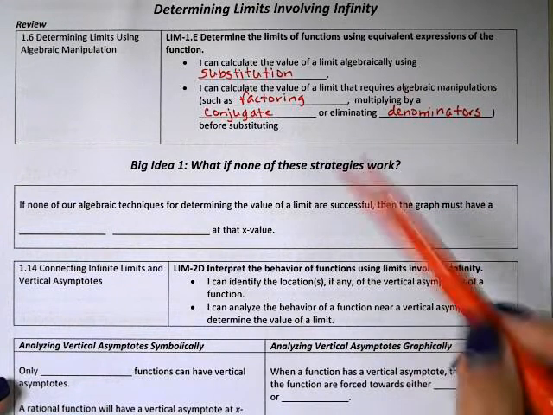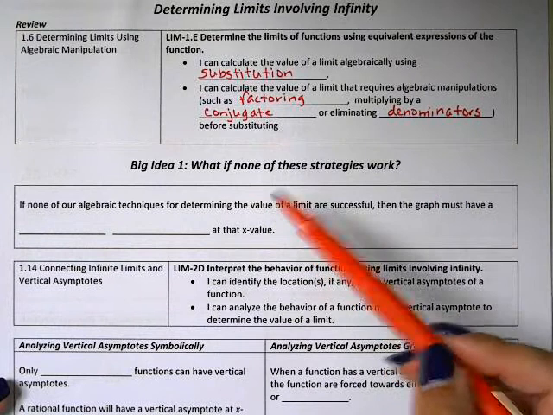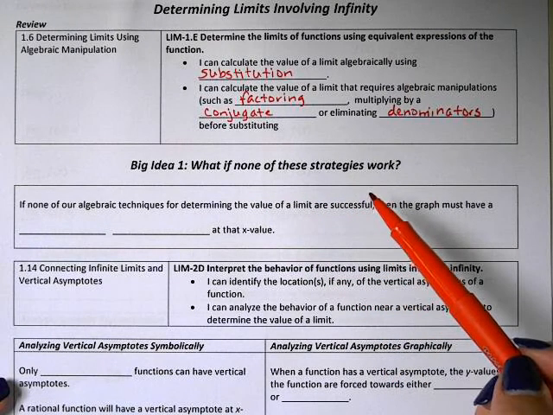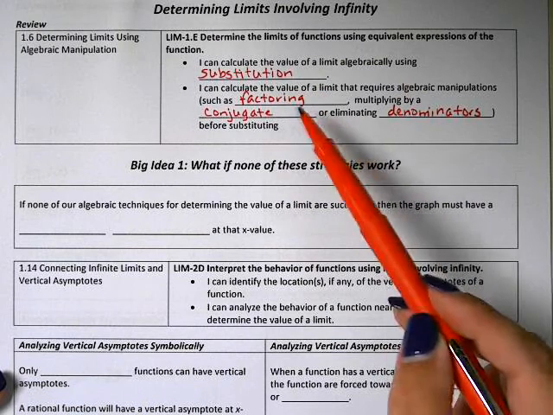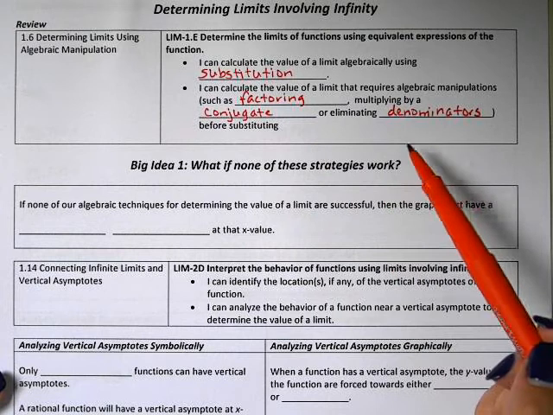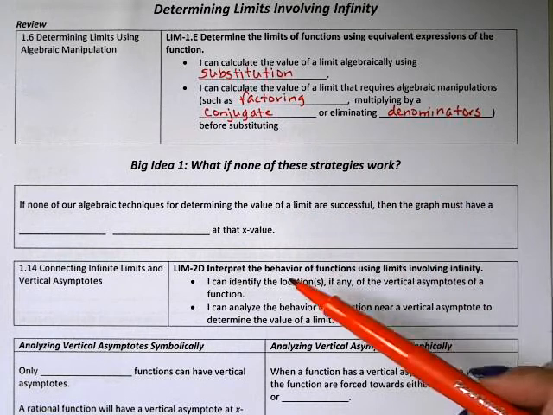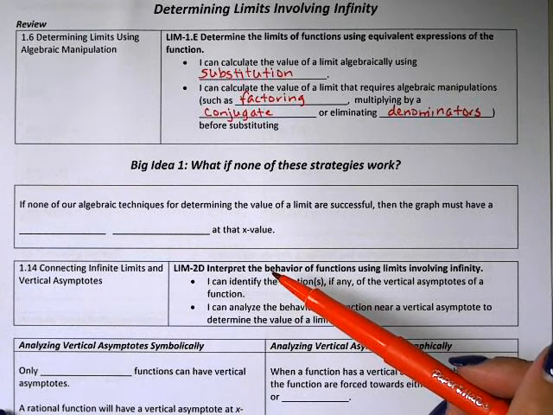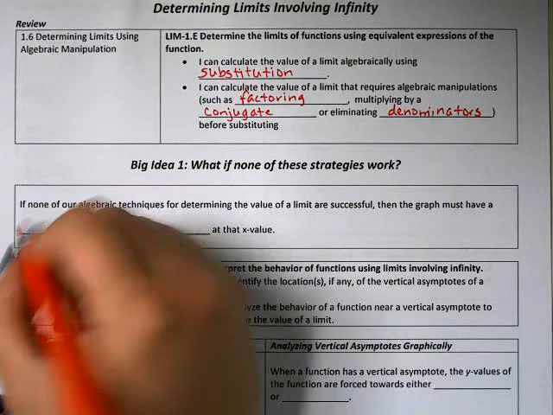So now we're going to talk about this first big idea: what if none of these strategies work? In other words, what happens if we aren't able to factor or do a conjugate or eliminate a denominator, or if we do and something is still wrong with it. So if none of our algebraic techniques for determining the value of a limit are successful, then the graph must have a vertical asymptote at that value.